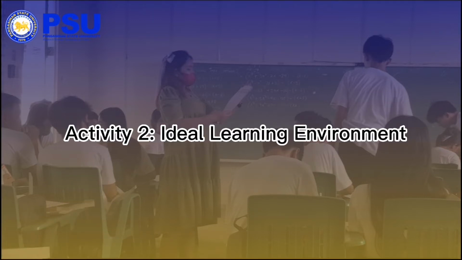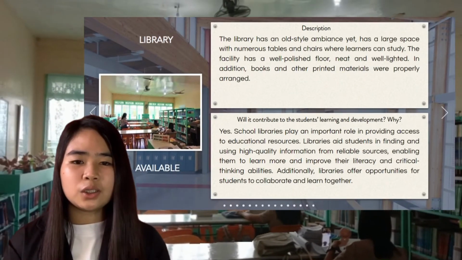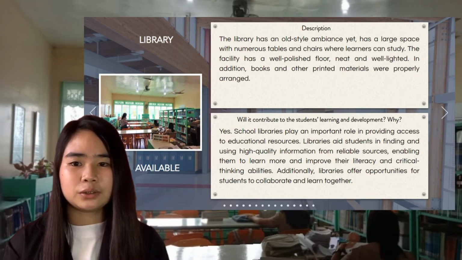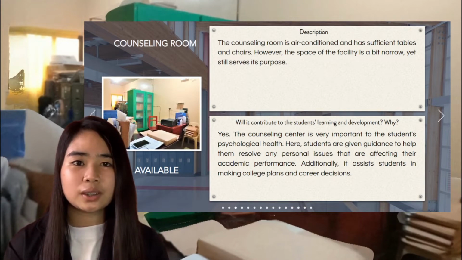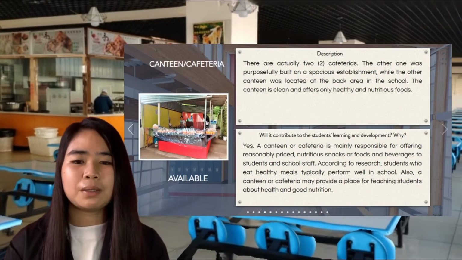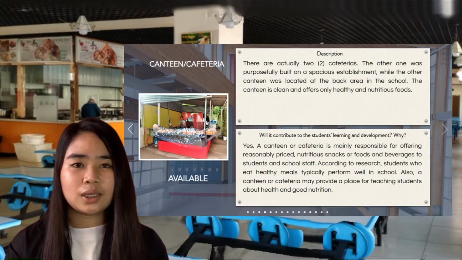The activity 2 focuses on the school facilities. The principal's office is where curriculum planning and development takes place. The library aids students in finding and using high-quality information from reliable sources. The counseling room gives students guidance to help them resolve any personal issues that are affecting their academic performance. The canteen or cafeteria is mainly responsible for offering reasonably priced nutritious snacks and beverages to students and school staff.